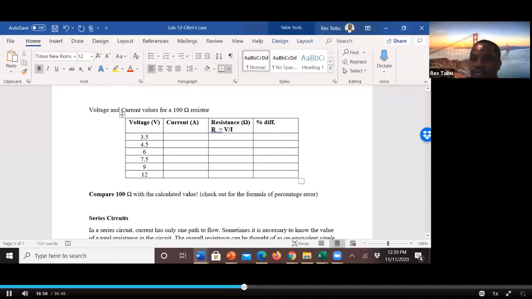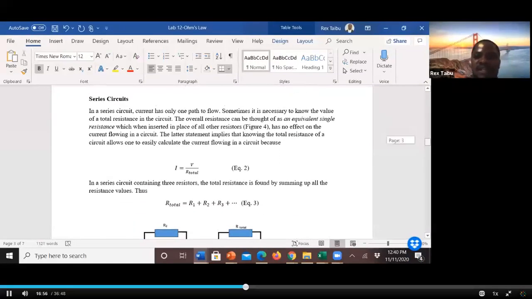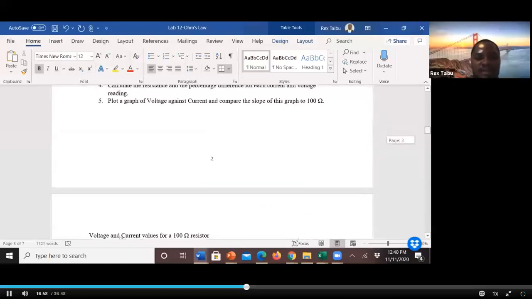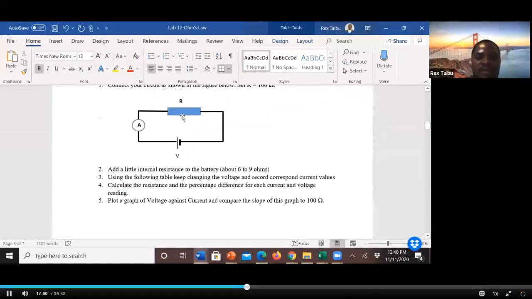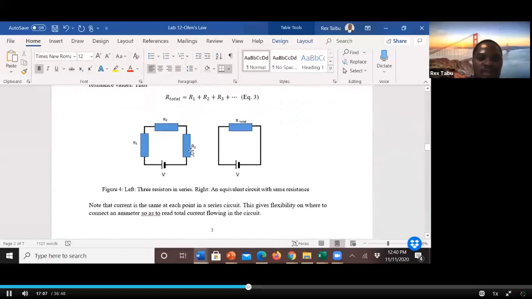Moving down, we are going to do the series circuit. A series circuit is just like the same circuit here. You can also add more resistors. So we have a series circuit here with 1, 2, 3 resistors and the power supply. You're going to do the same thing you did in part number 1, but now with 3 resistors.